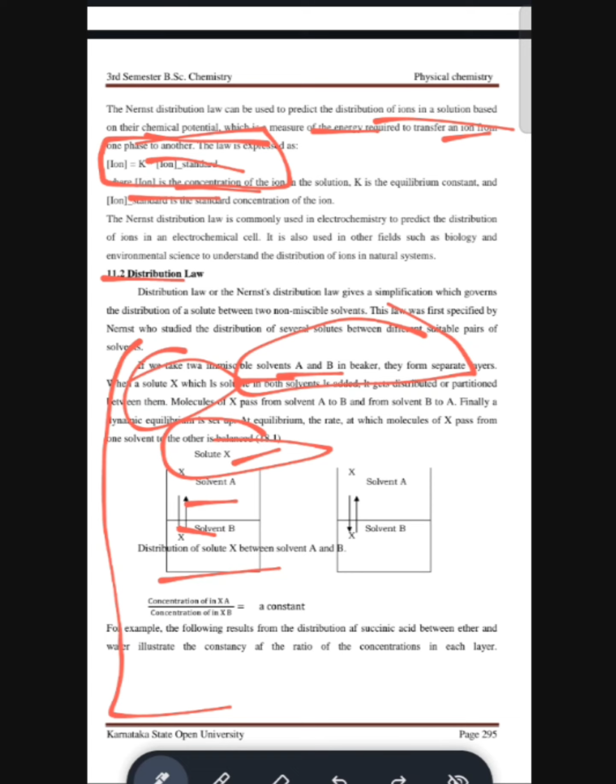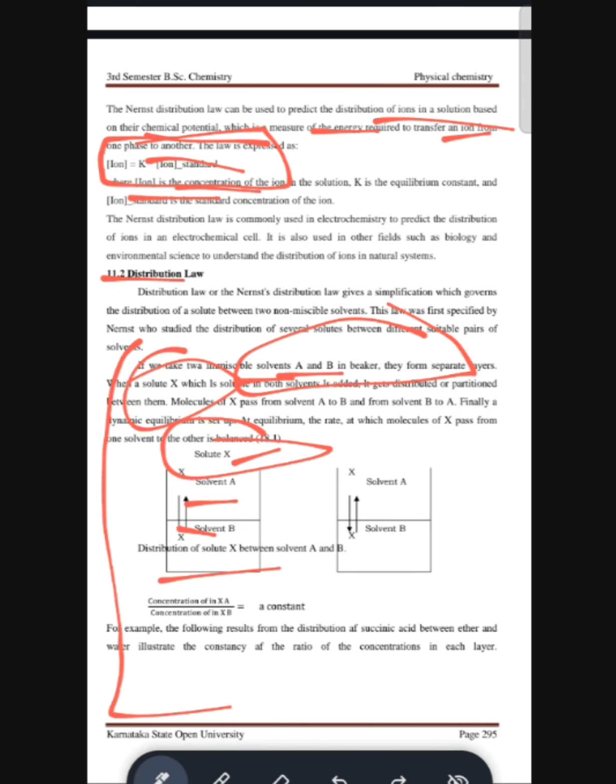So how the distribution will take place between two different phases, that is solvent A and solvent B, we are going to calculate. The X moles of the solute X, which is soluble in both solvents, is added. It gets distributed between the two layers, solvent A and solvent B. So molecules of X pass from solvent A to B, and from B to A. Finally, the dynamic equilibrium will be set.